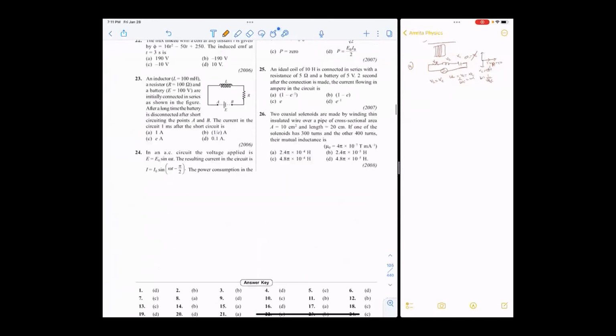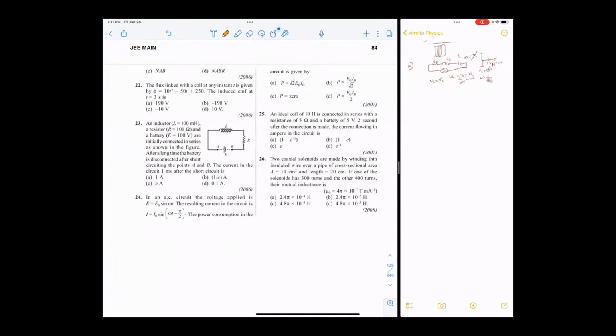Let us do 24. In an AC circuit, the voltage applied is E naught sin omega t. The resulting current in the circuit is sin(omega t minus pi by 2). What is the power consumption in the circuit? What is the power factor? It is pi by 2. If you see, current lags voltage, it is pi by 2. Cos phi is 0. So 24th, what is the answer?